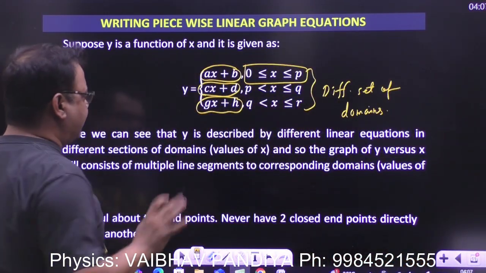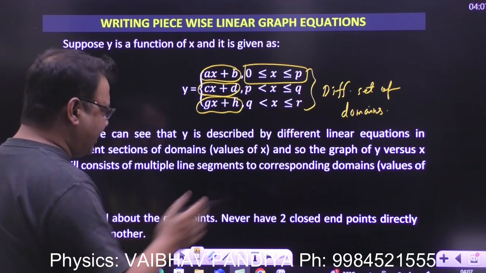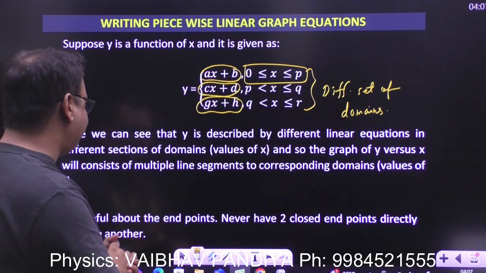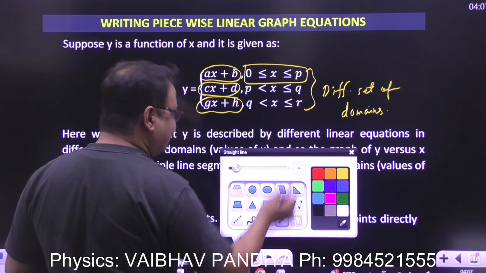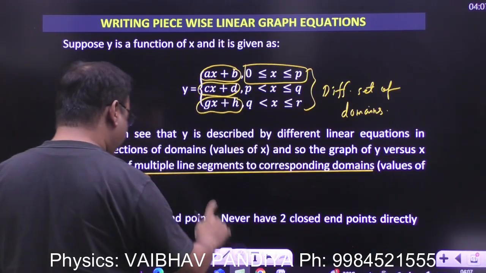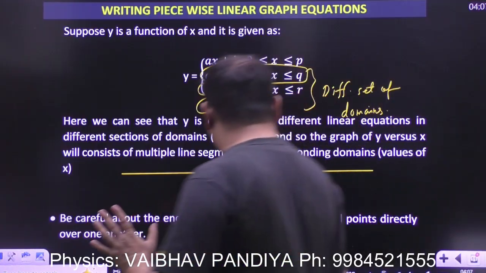So here we can see that y is described by different linear equations in different sections of domains, values of x, that is simple value of domain. And so the graph of y versus x will consist of multiple line segments corresponding to domains. So for each set of domain, we will have a specific line. Okay, and note one thing, be careful about the endpoints.